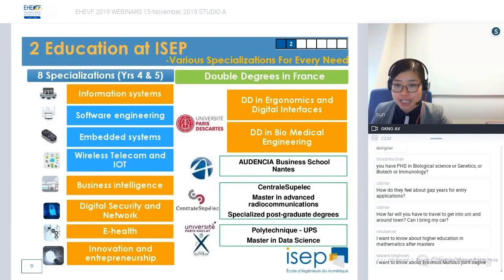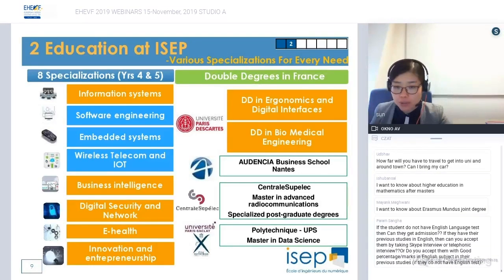Okay. So yes, we offer eight different specializations. So for example, information systems, software engineering, embedded systems, wireless telecommunication, IoT, business intelligence, digital security and network, e-health, innovation and entrepreneurship. And we do have a double degree in France with different universities. But for foreign students, actually, you have to stay in our campus for 2 years, 1.5 for academic courses and 6 months internship. So the double degree is more for local students.